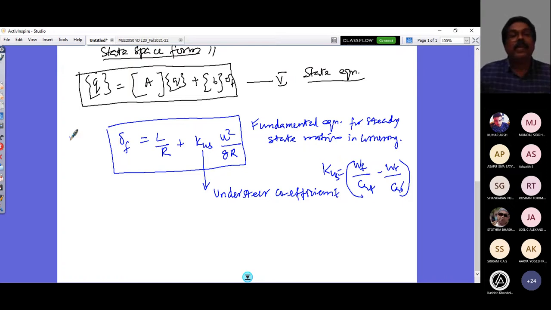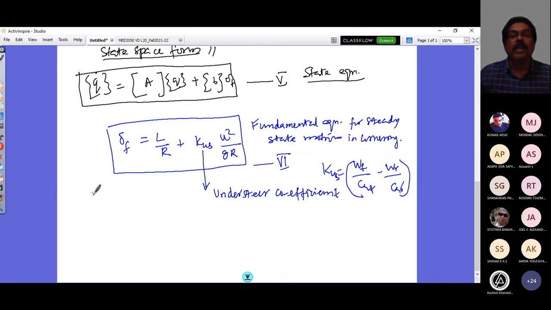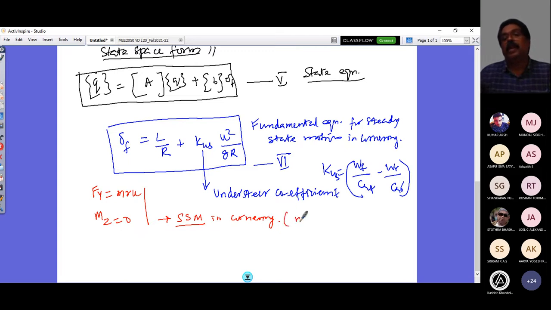And how did we get this equation? This is equation number six, Roman letter. We have represented it like that in our earlier lecture, right? So this we have got from the steady state cornering governing equation. That's essentially Fy is only MRU, and MZ equals zero. So these are the governing equations for steady state motion in cornering, right? And this cornering is what, high speed or mid speed cornering, correct? It is of mid to high speeds.